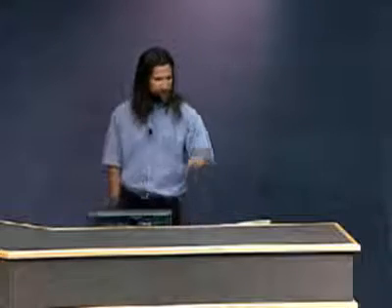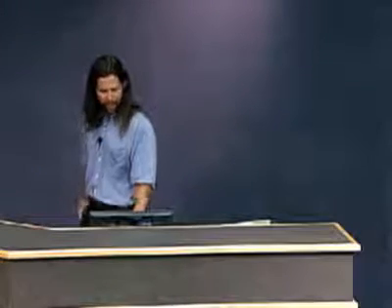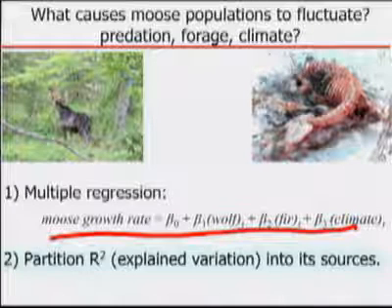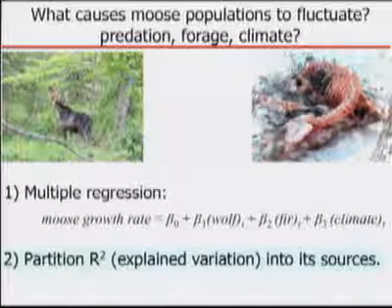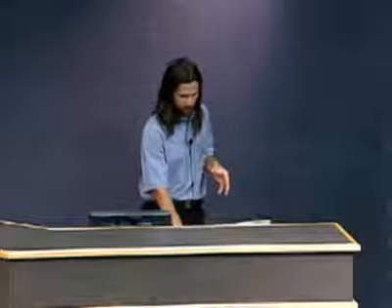And so anyways, the second part of this whole process is not just constructing this multiple regression equation. It's not just taking the data that we have and then constructing this equation. It's more than that. What we want to do is the second step, which is to take the R squared and partition it into its sources.